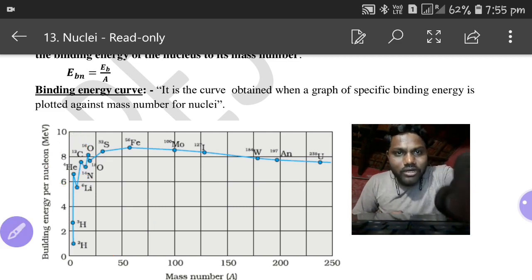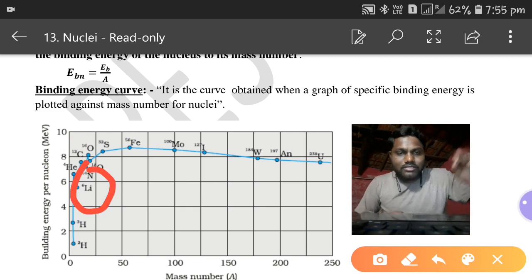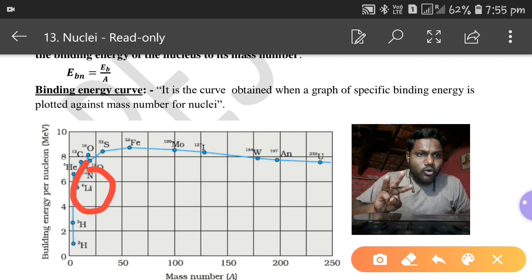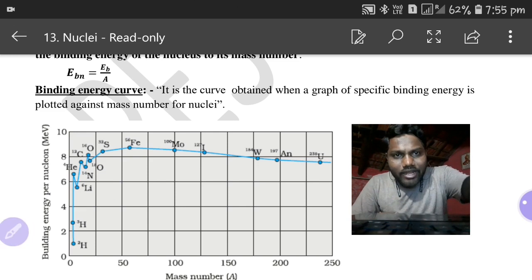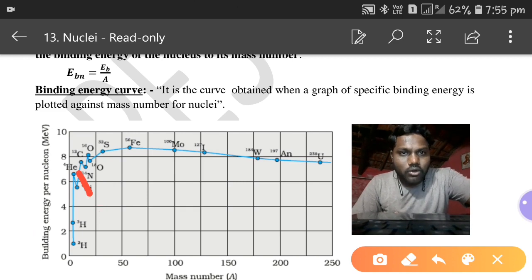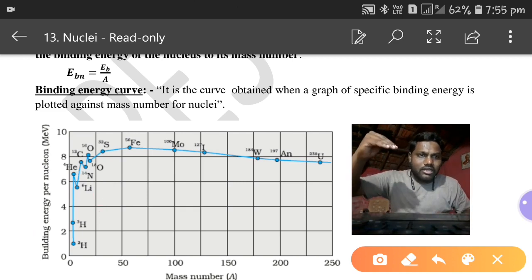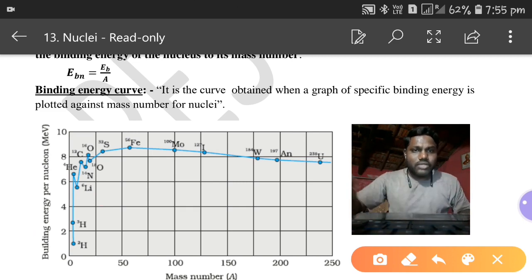We'll take one more example, lithium-6. Here it is. Lithium-6 has 3 protons and 3 neutrons, that means an odd number of protons and an odd number of neutrons. So as compared to helium, suddenly the binding energy decreases. Have a look here. If the specific binding energy decreases, it means lithium is less stable as compared to helium.